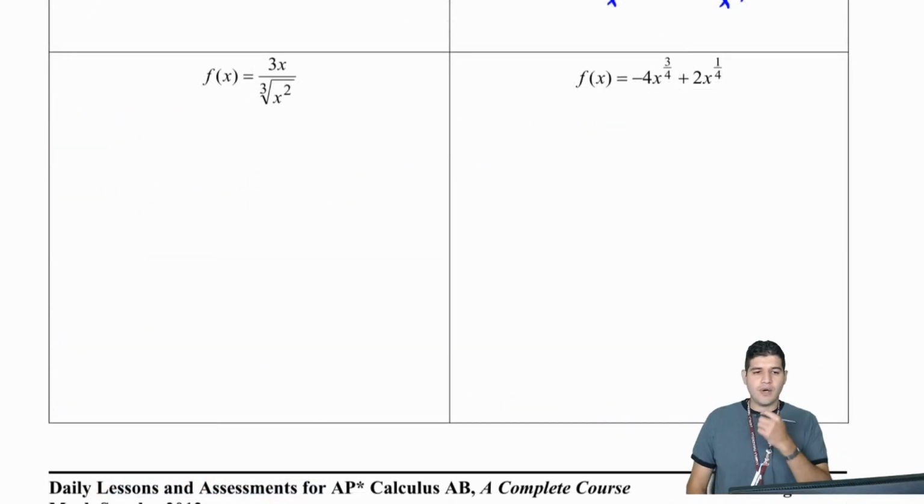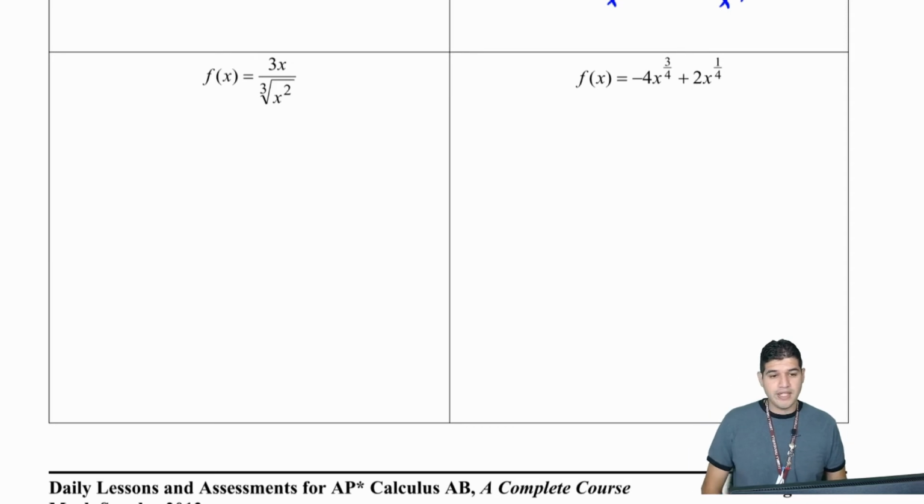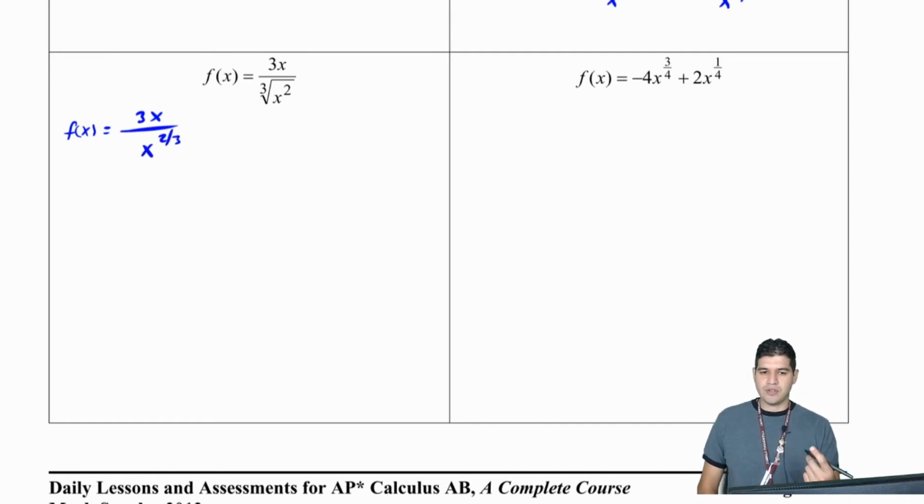All right, so now I want to do our fifth problem here, where we have some radicals. They're in the denominator. So let me rewrite this real quick. So f of x equals 3x on x to the 2/3. So just rewriting that radical with a rational exponent. And then I'm going to subtract. So I have x to the first minus x to the 2/3. So I'm going to get f of x equals, let's see, what's 1 minus 2/3?